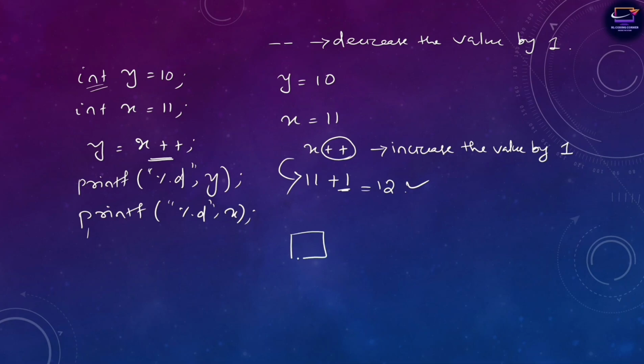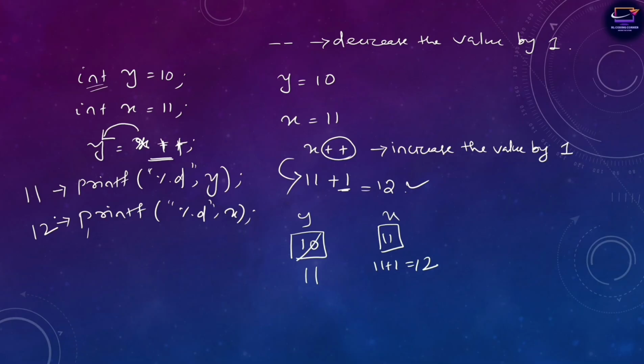But actually what happens here is that y is 10 and x is 11, right? So first the x value is assigned and then the x value is increased. Here we see that wherever x plus plus is, x plus plus means first the x value is assigned to y. So first the x value is 11, so y's value 10 becomes 11, then the x value is increased, 11 plus 1, and becomes 12. So when we print with printf, the y value printed will be 11 and the x value printed will be 12, right?